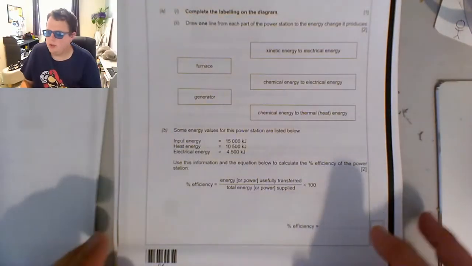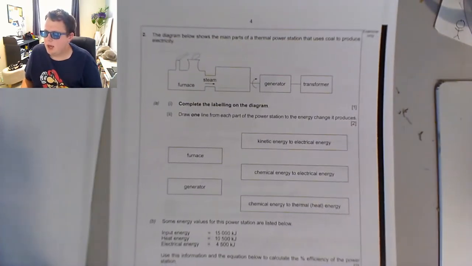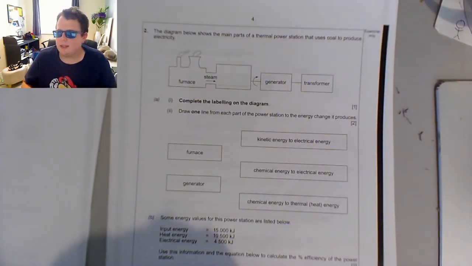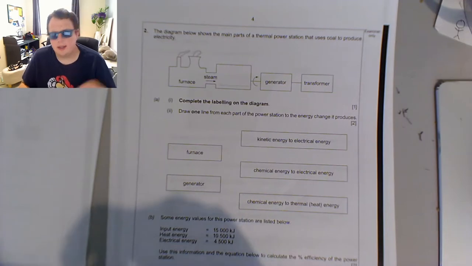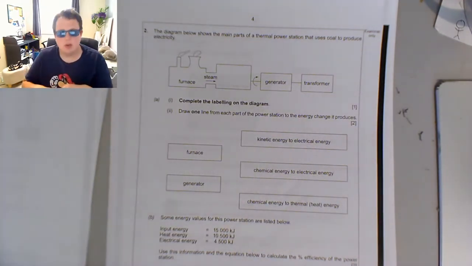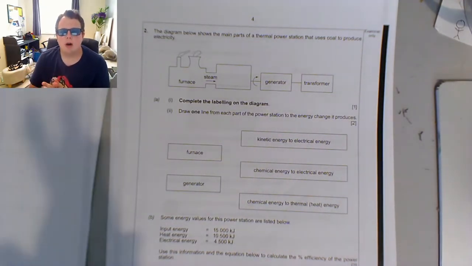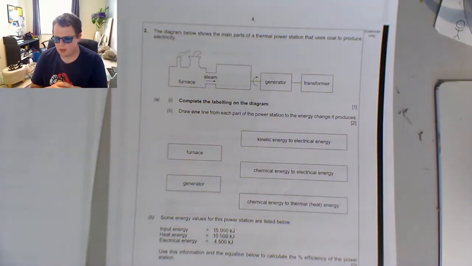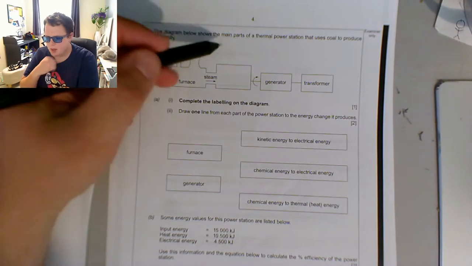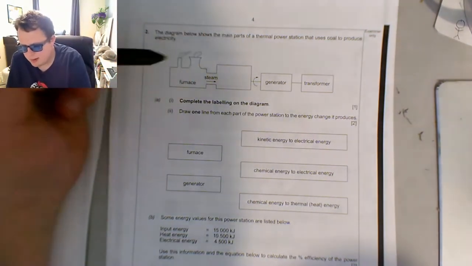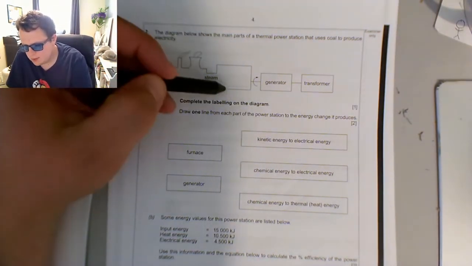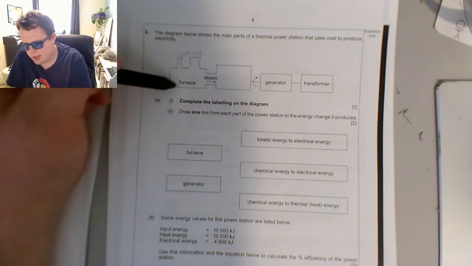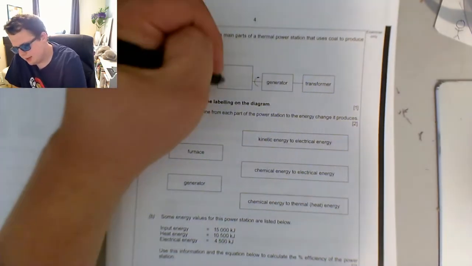Okay, question 2 then. Now, if you haven't seen on YouTube yet our video, which actually details quite a lot of the stuff on this, I'll make sure there's a card that appears somewhere that has got it. This shows the main parts of a thermal power station using coal. Complete the diagram. We've got to put a word in here: furnace, steam, turbine.